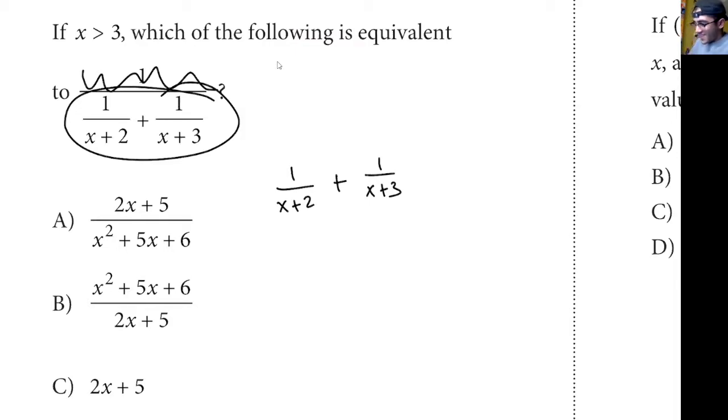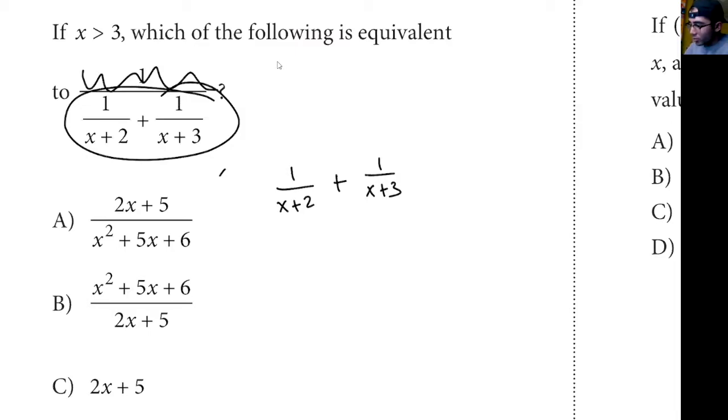Okay, never mind. So we have 1 over x plus 2 plus 1 over x plus 3, right? What was I gonna say? So what do we have to do there? We have to have it so that we can combine these two values together. And in order to do that, we must multiply both sides by each other's denominator, right?